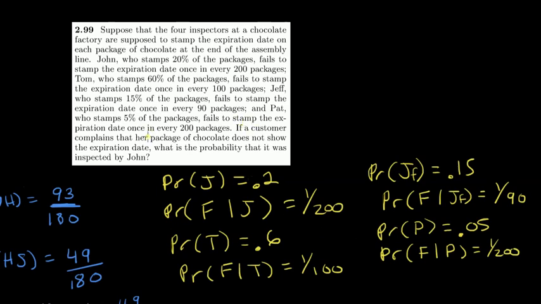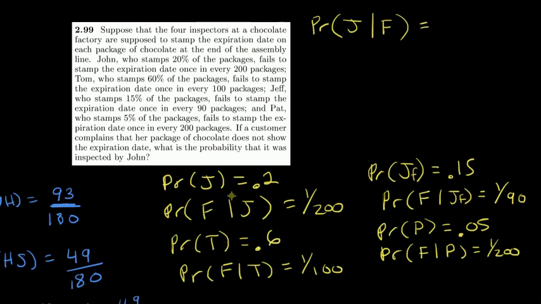If a customer complains that her package of chocolate does not show the expiration date, all right, what is the probability it was inspected by John? All right, so this is what we want to know. We want to know the probability that it was inspected by John, given that it had failed, right? So it did not have the expiration date on it. We want to know what the probability of it being inspected by John was. So let's see here.